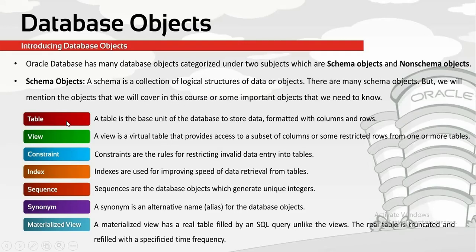Table. A table is the base unit of the database to store the data. In a database we can store the data in table format, formatted with columns and rows. What is a view? A view is a virtual table that provides access to a subset of columns or some restricted rows from one or more tables. So a view is nothing but a logical table. It does not physically exist, but it is a representation of some physical table.